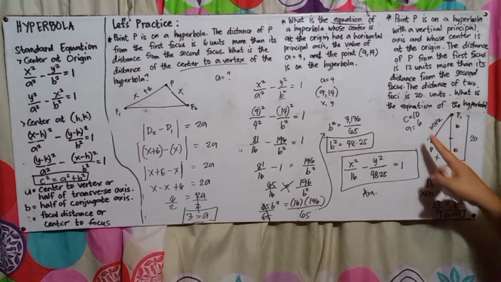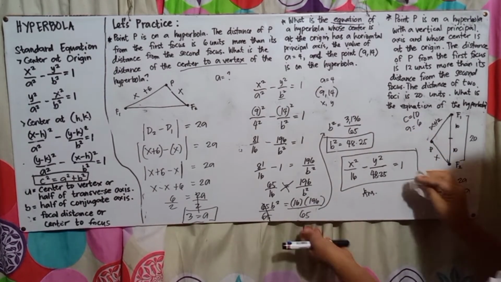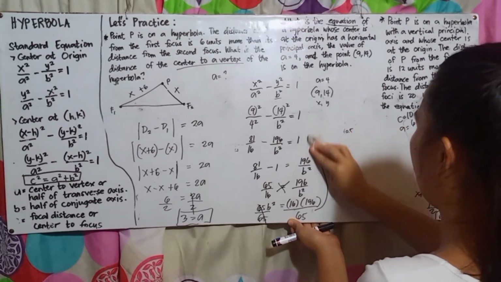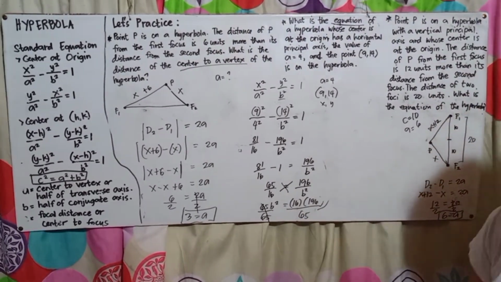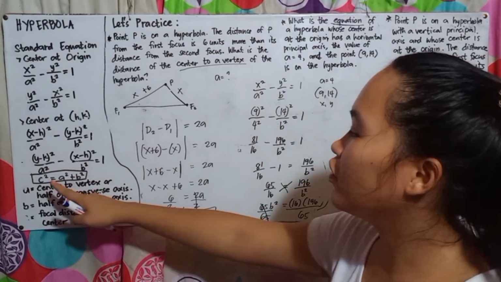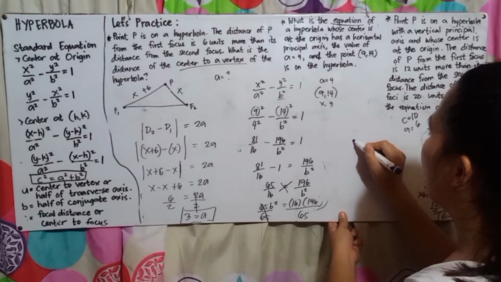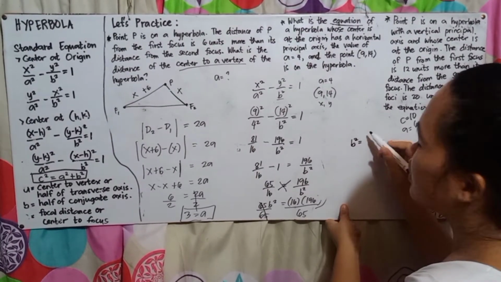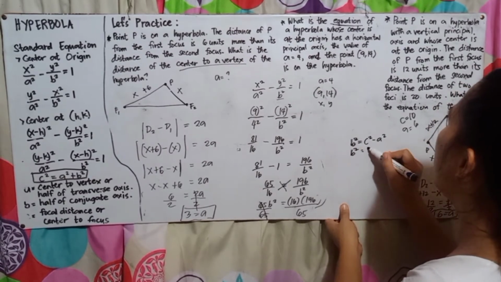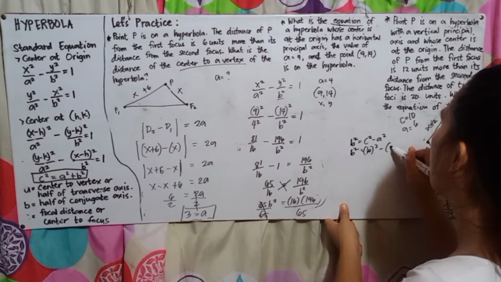So, we know C, we know A. Erase na. So, to compute for B, we will use and derive the formula. B squared equals C squared minus A squared. Our C is 10. So, 10 squared minus 6 squared.